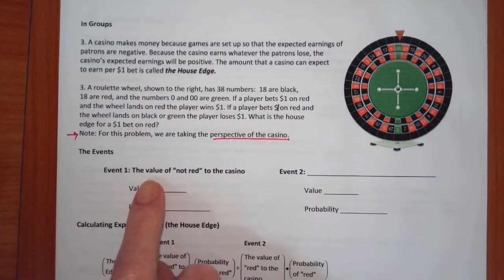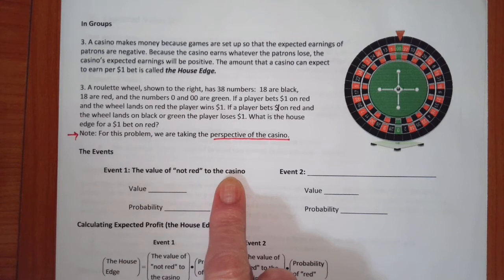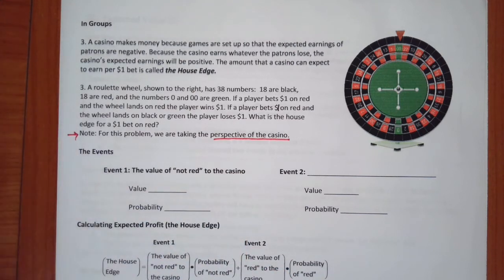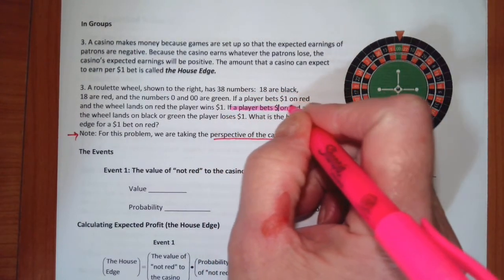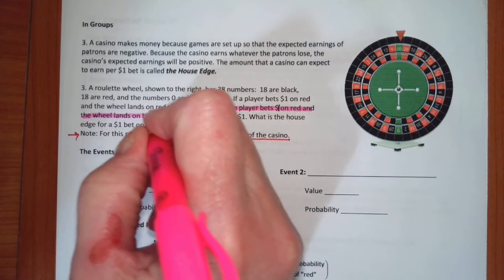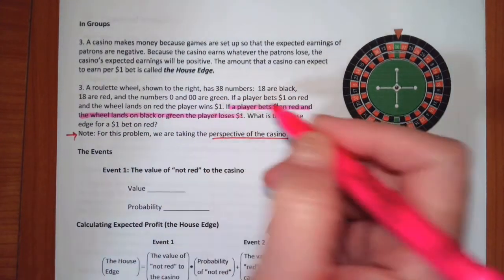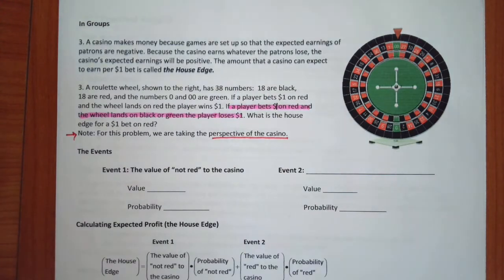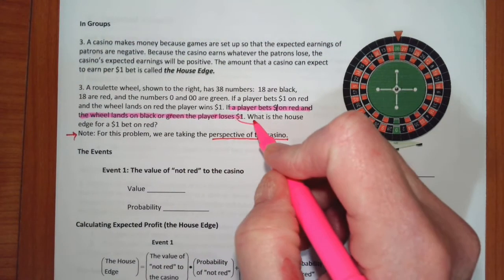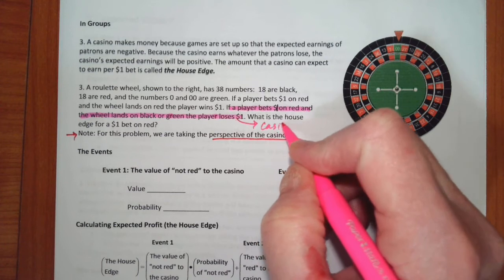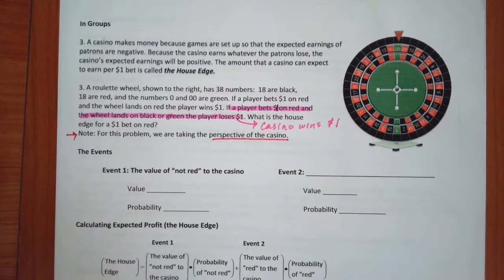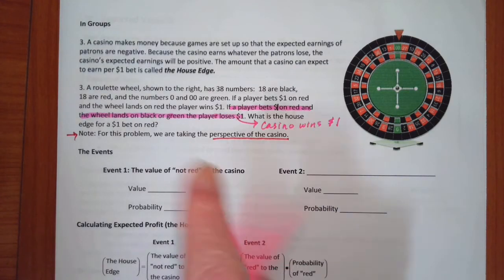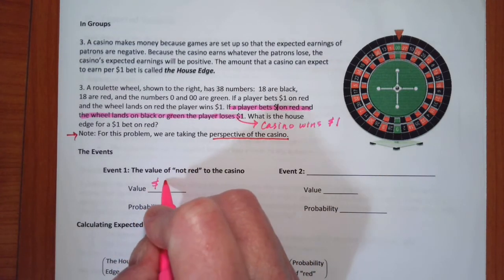So let's find the value of not red. If a player bets $1 on red and the wheel lands on black or green, the player loses $1. If the player loses $1, that means the casino wins $1, because we're looking at it from the perspective of the casino. So the value to the casino, since they're winning, is $1.